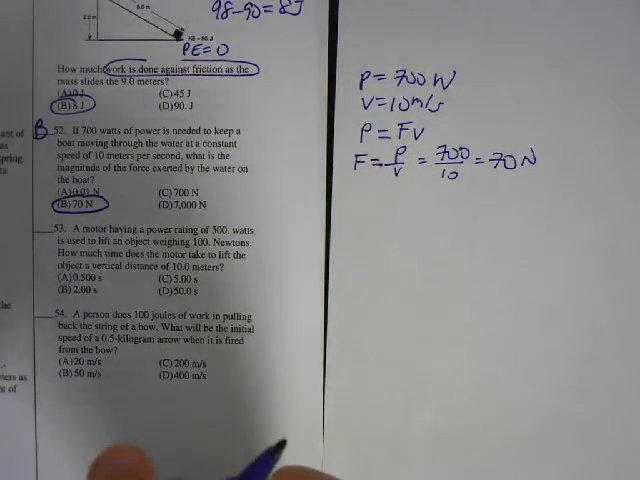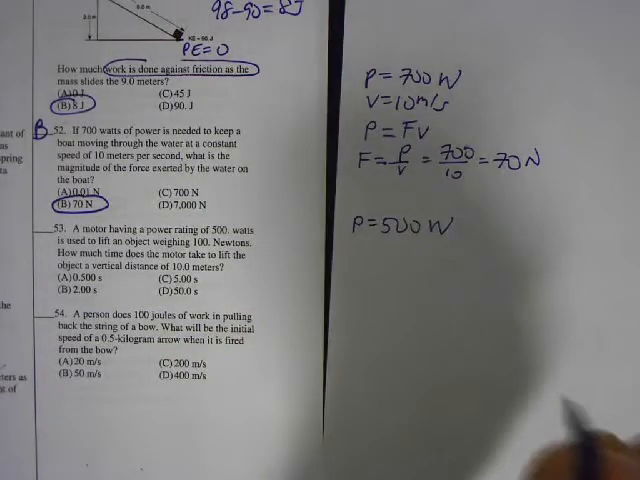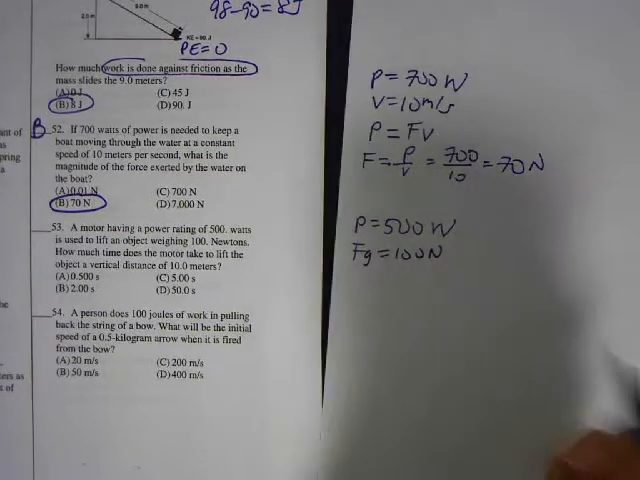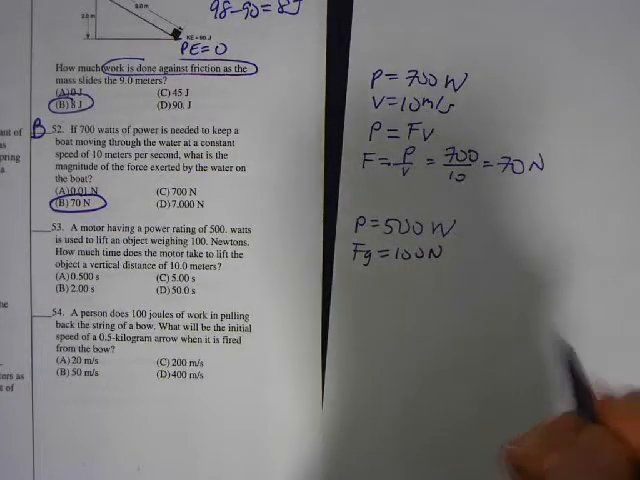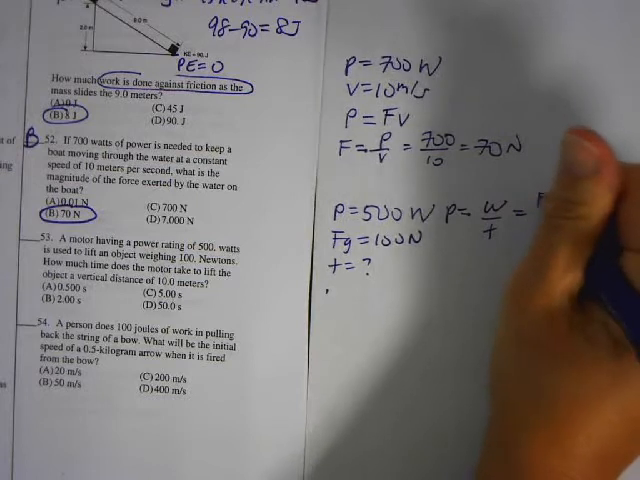Number 53, a motor having a power rating of 500 watts, so the power is 500 watts, is used to lift an object weighing 100 newtons, so that's my weight. How much time does it take the motor to lift? So I want to find time. So again, power is equal to work divided by time, which is FD over T.